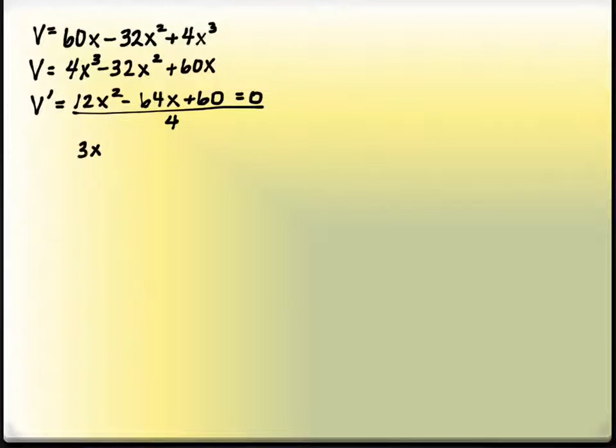So this is going to be 3x squared minus what? What's 64 divided by 4? It is 16. Good. 16x. And then 60 divided by 4? 15. And, of course, 0 divided by 4 is 0. What would we try to do next?